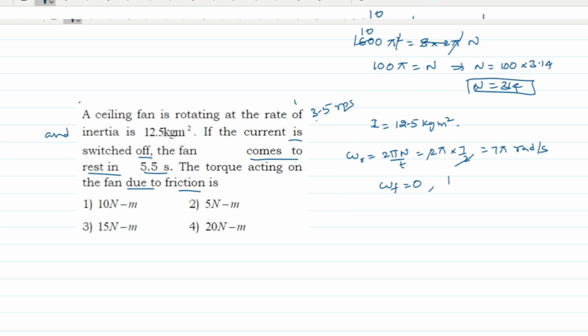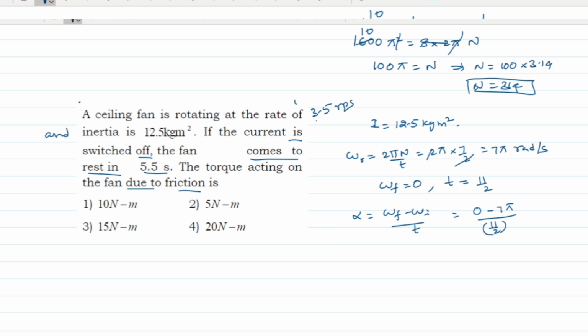So the time is given as 5.5 seconds, which we can take as 11 by 2, nothing but 5.5 seconds. So the angular acceleration alpha is omega final minus omega initial by t. Omega final value will be 0 minus omega initial value, which is 7 pi, divided by the time, 11 by 2.